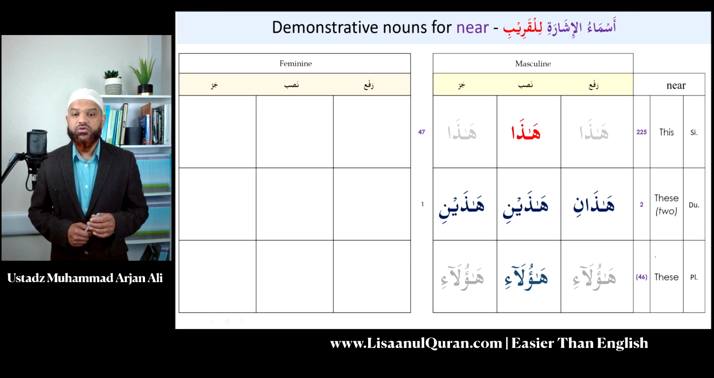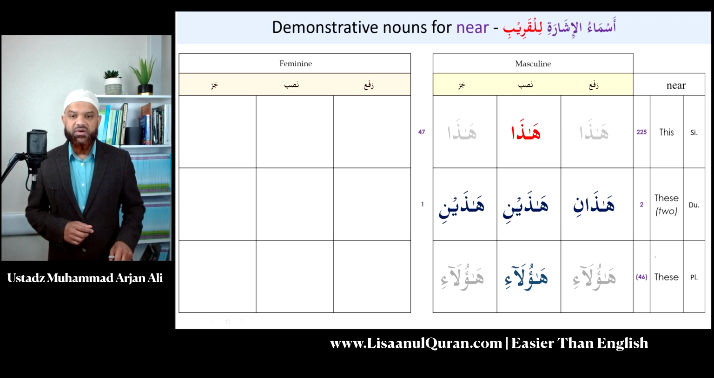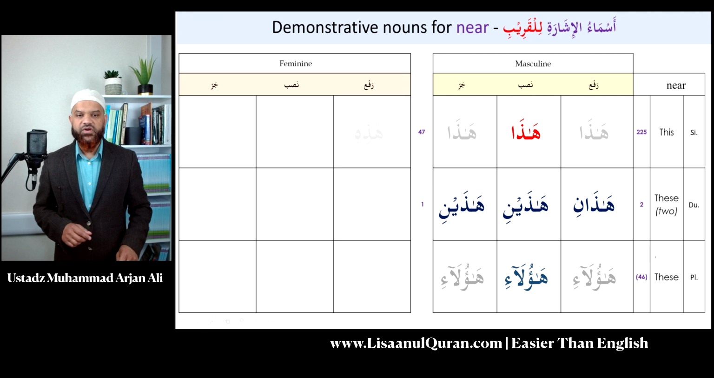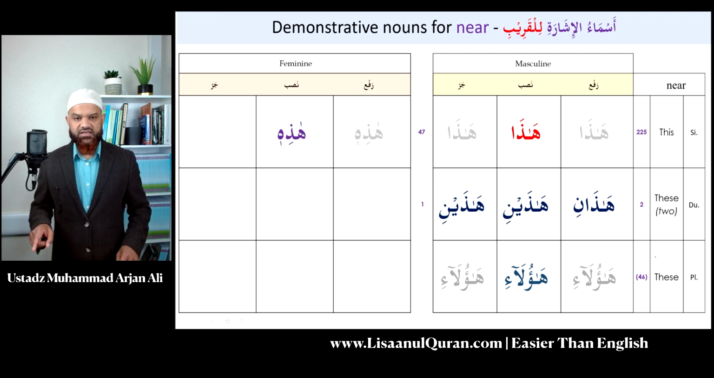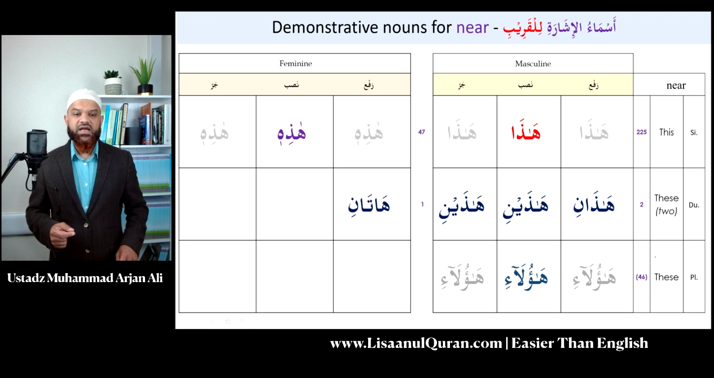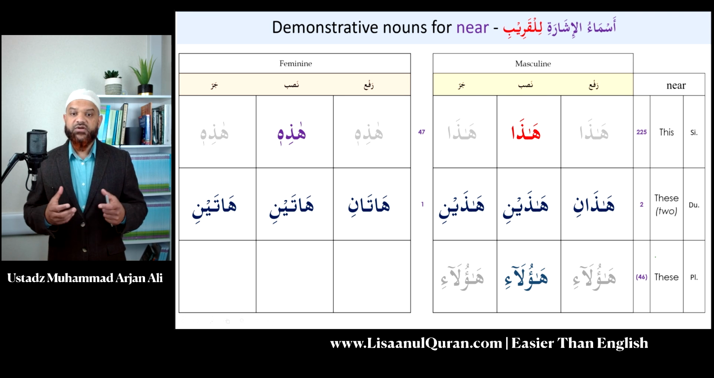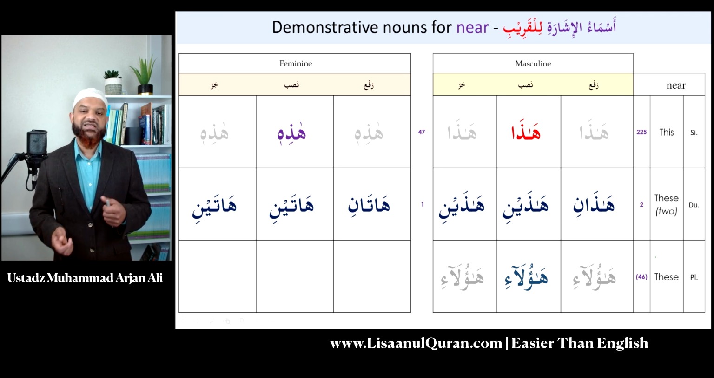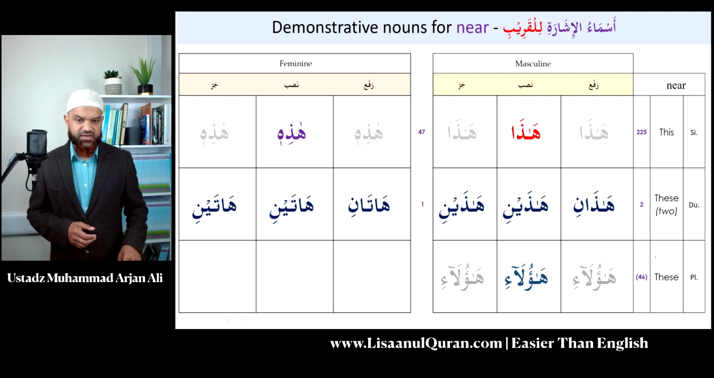Now, when it comes to pointing to something close, which is feminine, in English we'll use the same word, this. But in Arabic, we have to use a different word, and that is hadihi in the rafa, hadihi in the nasab, and hadihi in the jar. Again, for the dual, we'll have different versions. Hatani for the dual, and hataini and hataini for the duals. As far as the plural is concerned, the good news is it's the same whether it is masculine or feminine. So the plural will be again haulai, haulai, haulai.